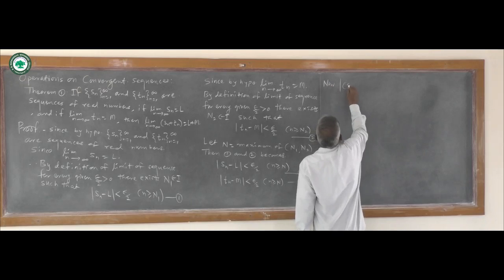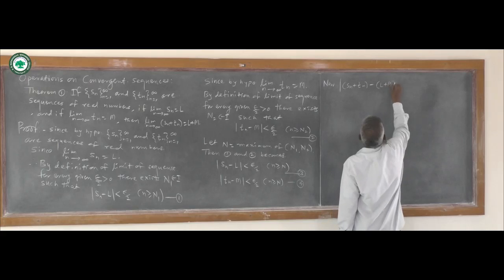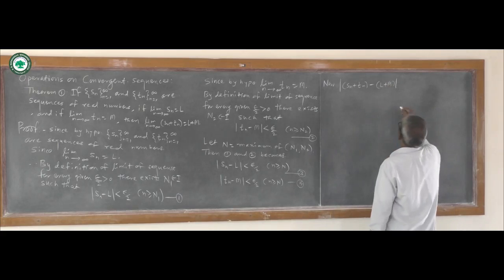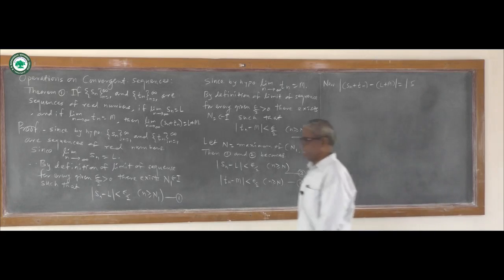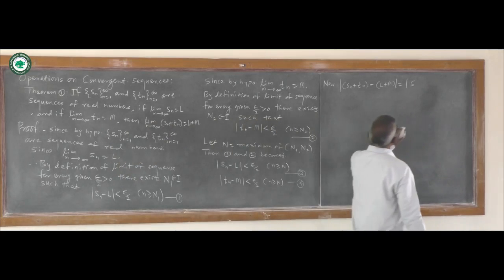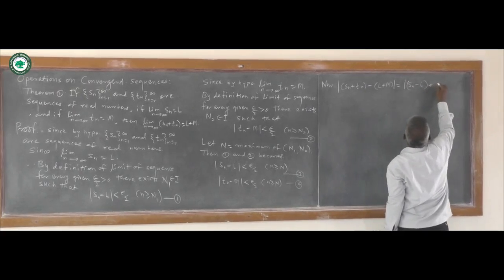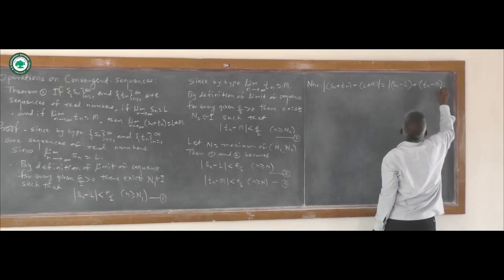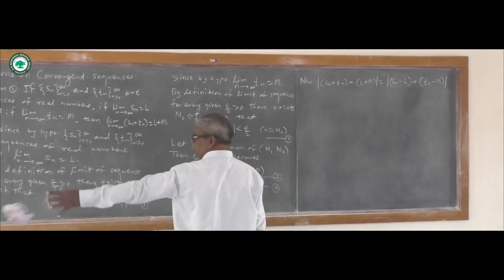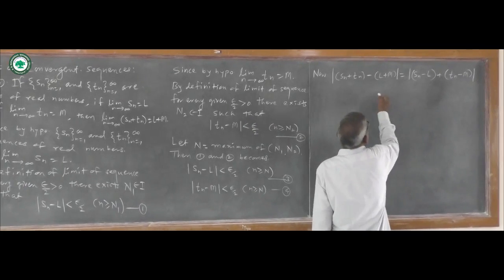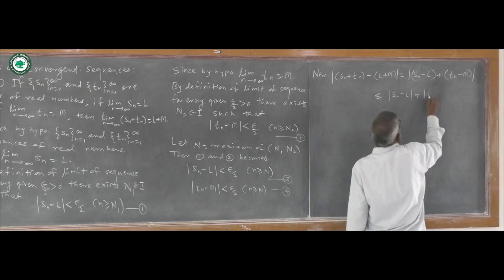Now, modulus of Sn plus Tn minus L plus M is equal to modulus of Sn minus L plus Tn minus M. And by properties of modulus, mod of A plus B is less than or equal to mod of A plus mod of B. Therefore, this LHS is less than or equal to modulus of Sn minus L plus modulus of Tn minus M.